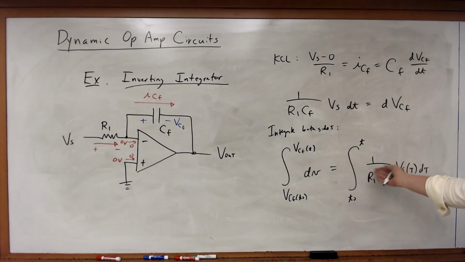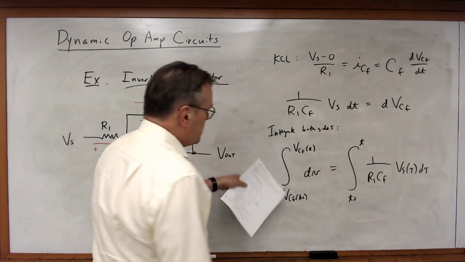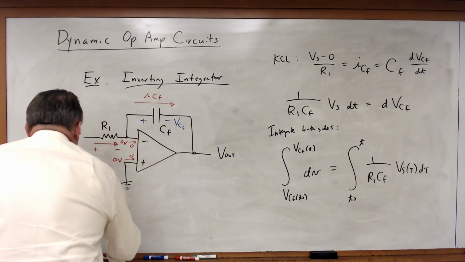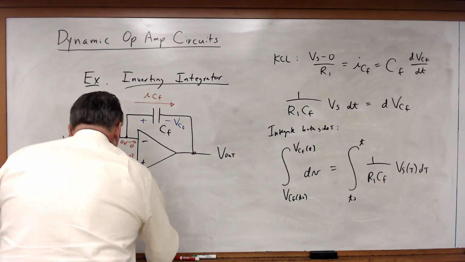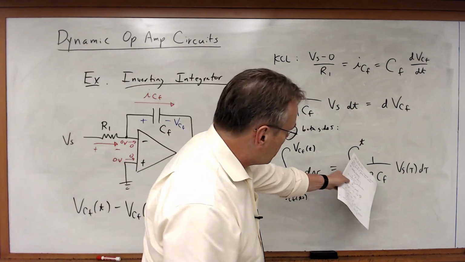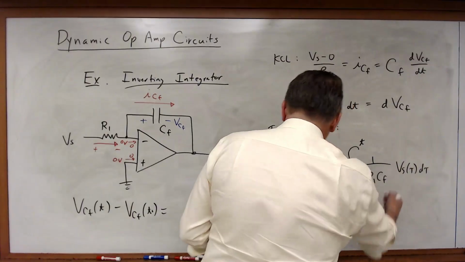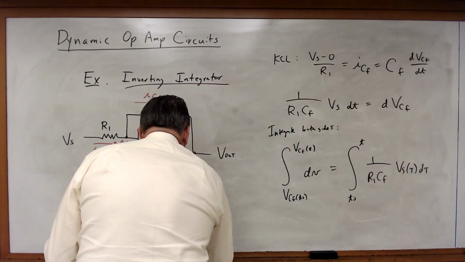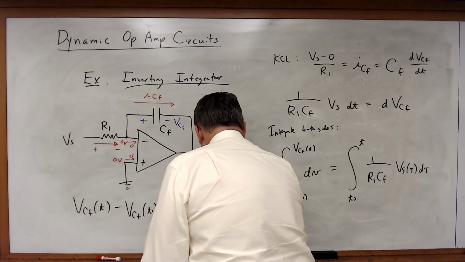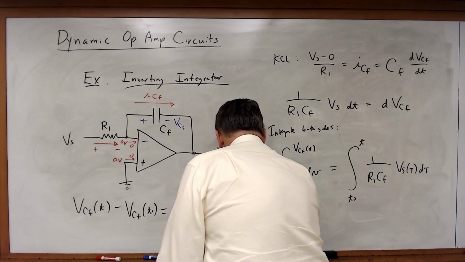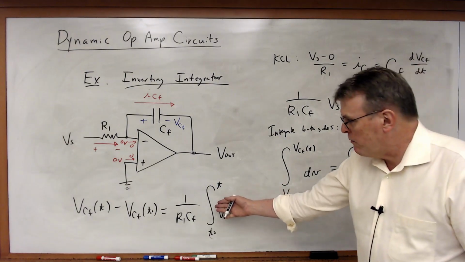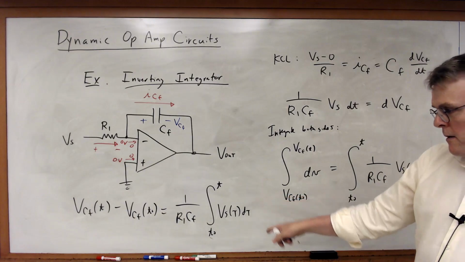So now that I've got this, I can now do this integral. This integral is very easy to evaluate. This just becomes V_Cf(t) minus V_Cf(t0). In this case, I'm just going to factor out this 1 over R1 Cf. That's a constant. That's equal to 1 over R1 Cf times the integral from t0 to t of Vs(tau) d tau. So here's my expression. I've taken this as far as I can, but let's rearrange a few more terms here.